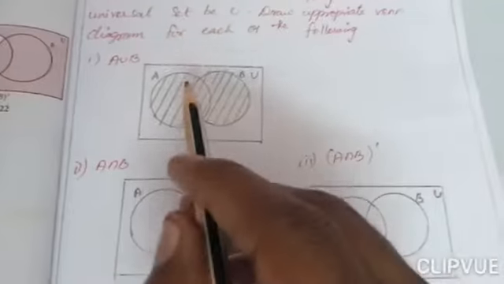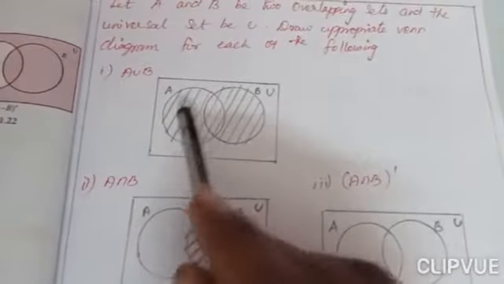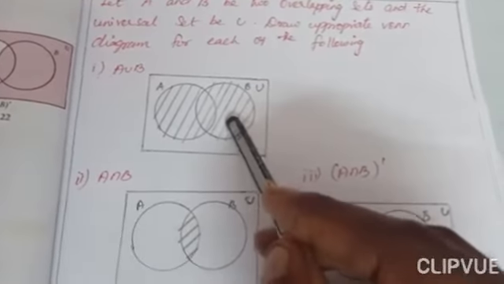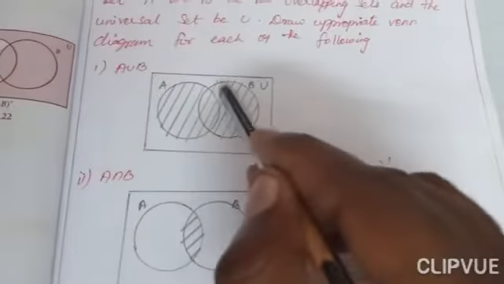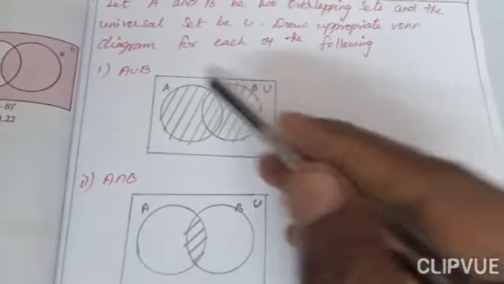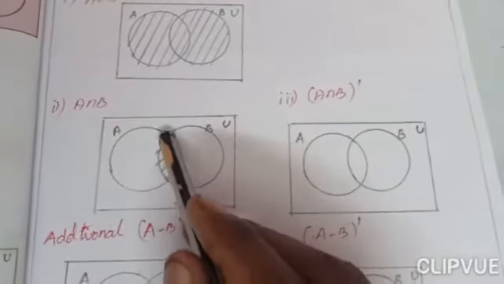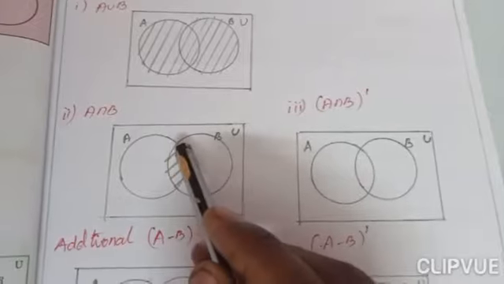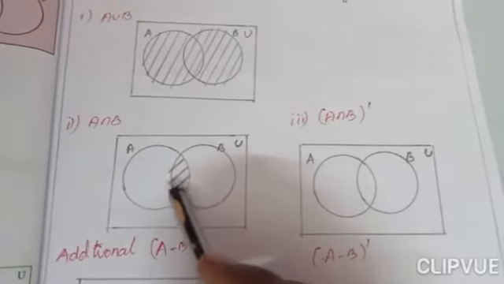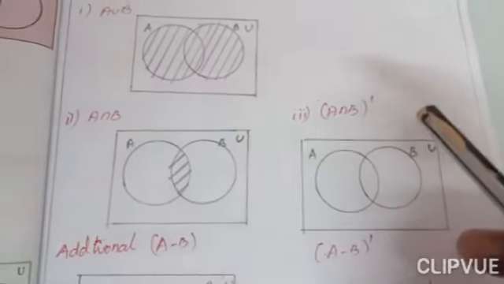First one in the 7th, Roman number, A union B. In A union B, we have to shade the two circles. When you are doing the sum, you write the elements inside the two circles. That's why I am shading the two circles. After that, A intersection B, the common elements in sets A and B. That's why we are shading inside the intersection part.